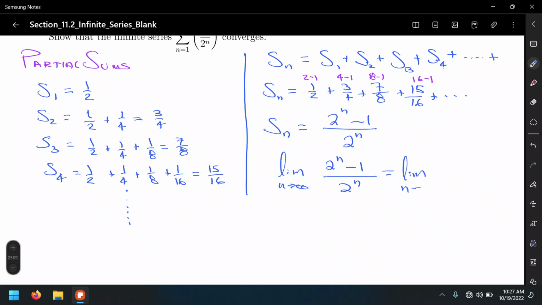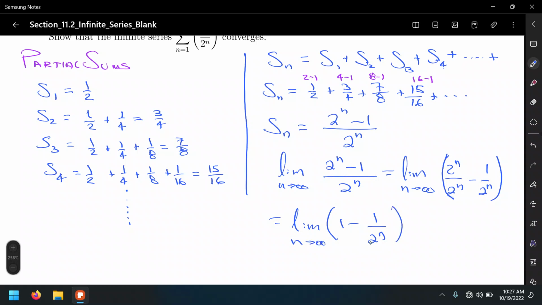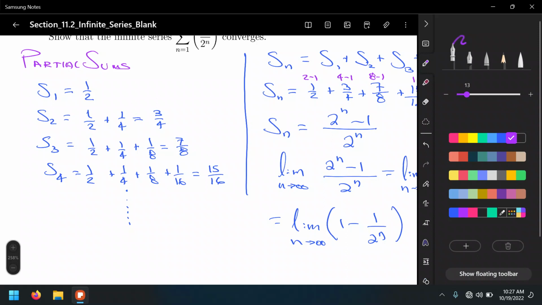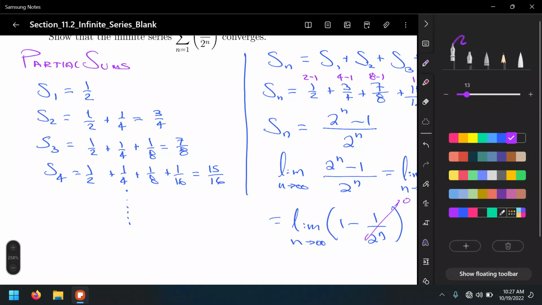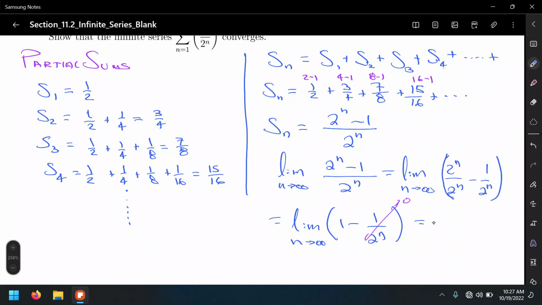How about the limit as n approaches infinity of 2 to the n over 2 to the n, minus 1 over 2 to the n. This will be the limit of 1 minus 1 over 2 to the n. Where is 2 to the n going to as n approaches infinity? It's going to go to infinity, so 1 over 2 to the n goes to 0, and 0 plus 1 equals 1.